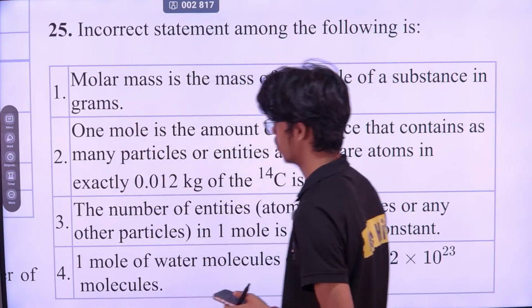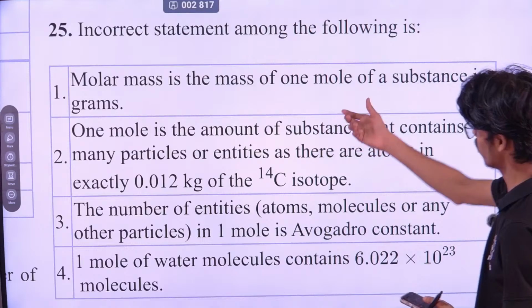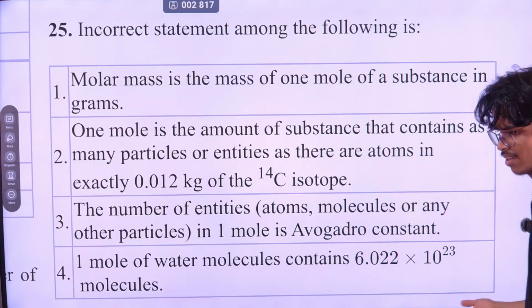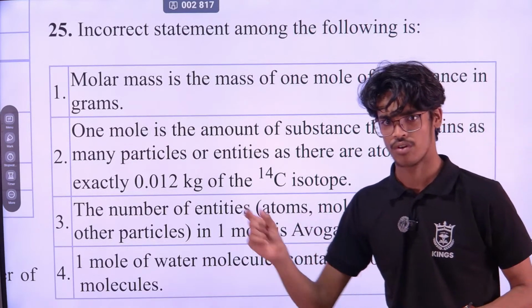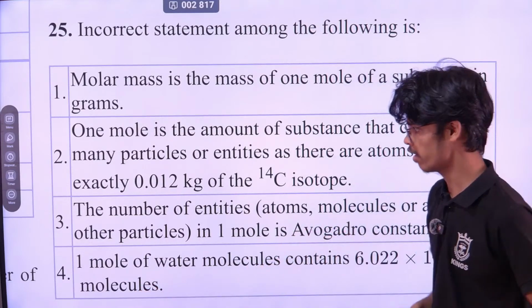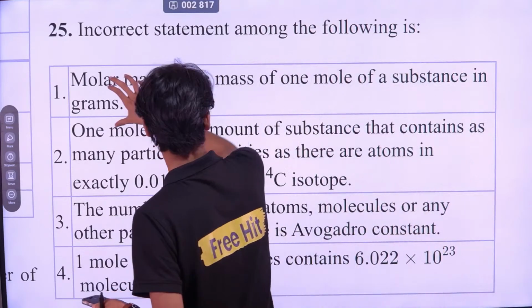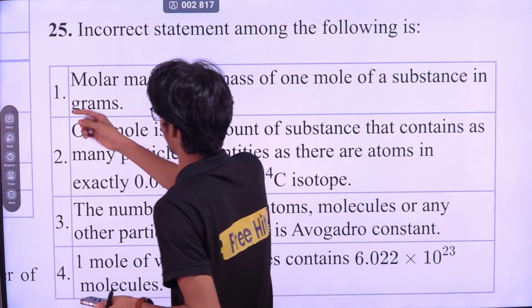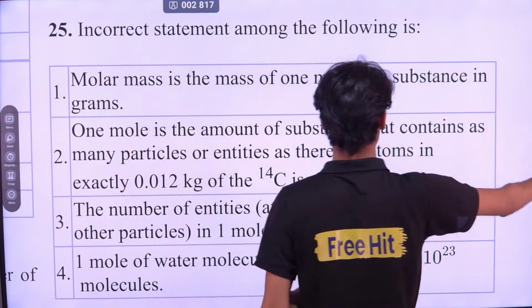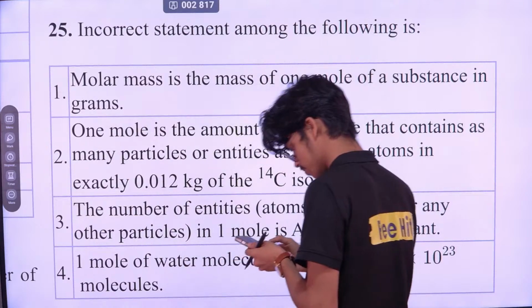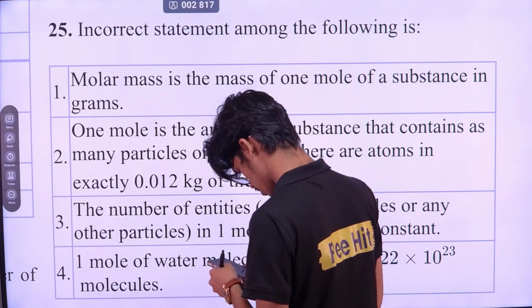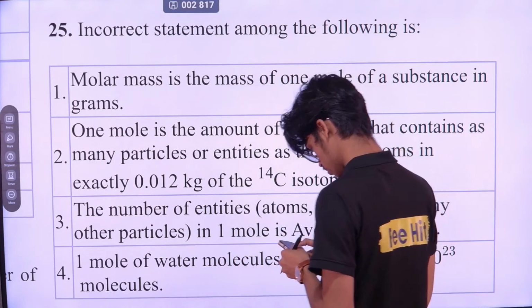Read the first option. Molar mass is the mass of 1 mole of a substance in grams. Yes, molar mass is the mass of 1 mole of any substance in grams. Got it? That's it. Option number 1 is a right statement, but we have to find the incorrect statement. So let's see whether the next statement is correct or incorrect. Kanishka, anybody answer the question?